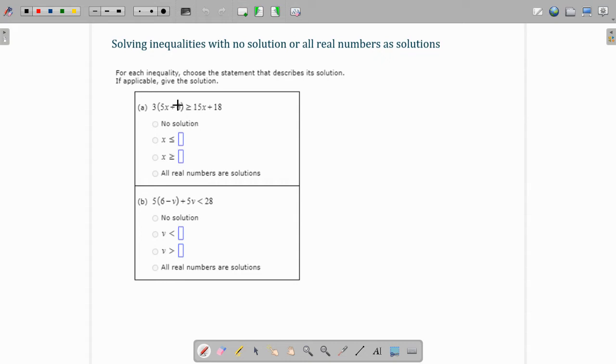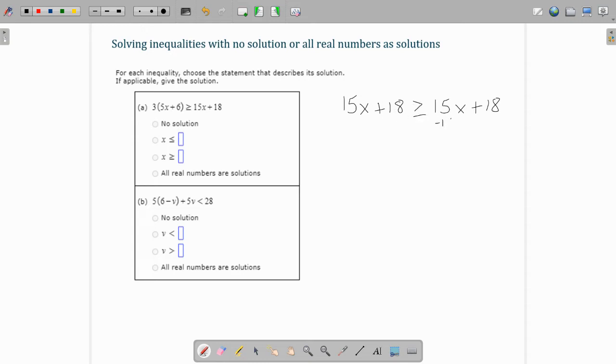I'm going to solve this. If you want to pause the video, go ahead. I'm going to continue on. I'm going to distribute the 3. So I get 15x, 3 times 5x is 15x, 3 times 6 is 18, is greater than or equal to 15x plus 18. There's a bar there, we know that means greater than or equal to.